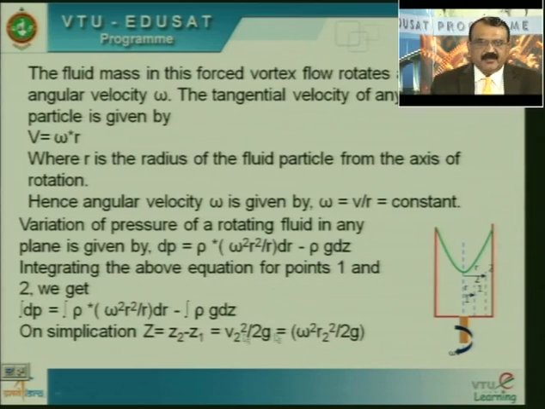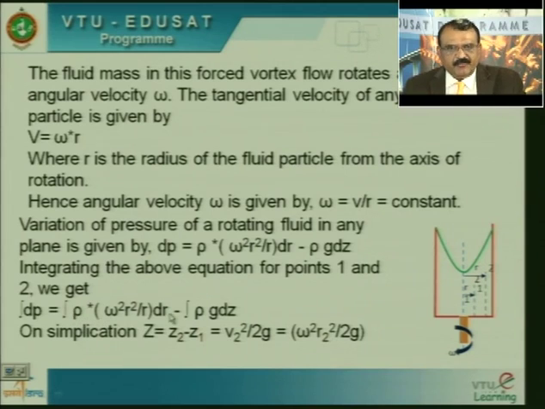Now don't panic, I skipped a couple of steps here. Again I repeat, from this integration point onwards, I skipped a couple of steps. Absolutely don't panic. Basically what I am looking for right now is the simplified form of this equation. So I expect you to write this equation, then on simplification, Z is equal to Z2 minus Z1 is equal to V2 square by 2g is equal to omega square R2 square divided by 2g. Whenever you have time, if you simplify this, you are going to get this equation.